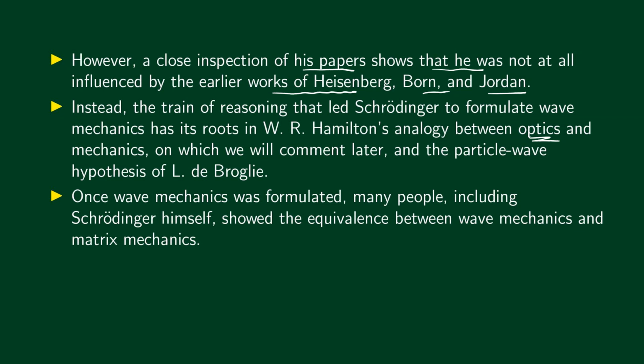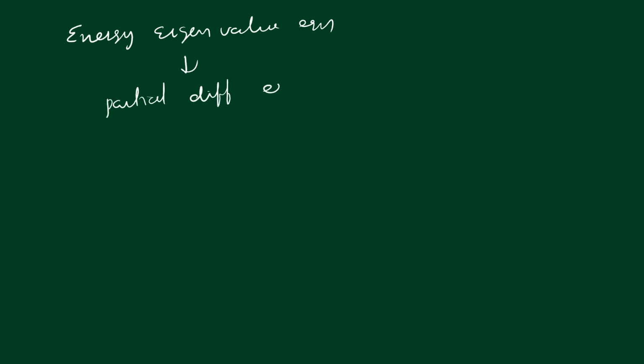Now, once wave mechanics was formulated, many people, including Schrodinger himself, showed the equivalence between wave mechanics and matrix mechanics. It was shown that they give the same results and they are equivalent in the sense that it's the same thing written in two different languages, one using matrices and the other in the language of partial differential equations. With that, let's conclude our discussion of the time-independent Schrodinger equation. As we saw, the time-independent Schrodinger equation is nothing but an energy eigenvalue equation written in the language of partial differential equations.